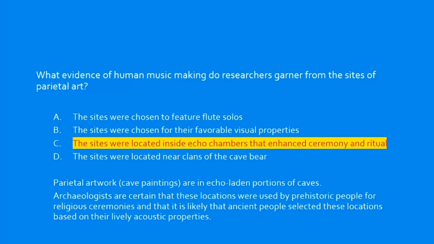The answer is C, the sites were located inside echo chambers that enhance ceremony and ritual. Parietal artwork, cave paintings, are in echo-laden portions of caves. Archaeologists are certain that these locations were used by prehistoric people for religious ceremonies, and that it is likely that ancient people selected these locations based on their lively acoustic properties.